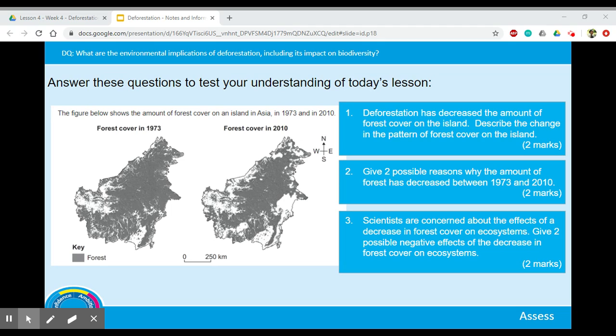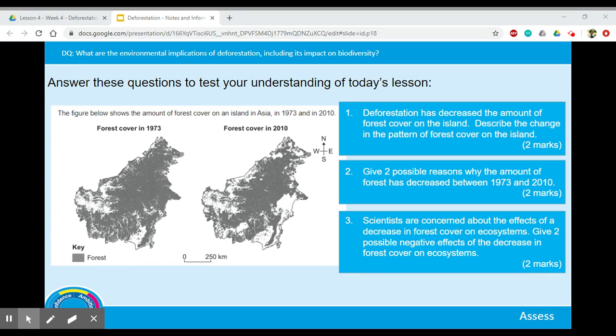Deforestation has decreased the amount of forest cover on the island. Describe the change in the pattern of forest cover on the island. 2 marks. Second question, give 2 reasons why the amount of forest has decreased between 1973 and 2010. And then lastly, scientists are concerned about the effects of a decrease in forest cover on ecosystems. You need to give 2 negative effects of the decrease in forest cover on ecosystems.